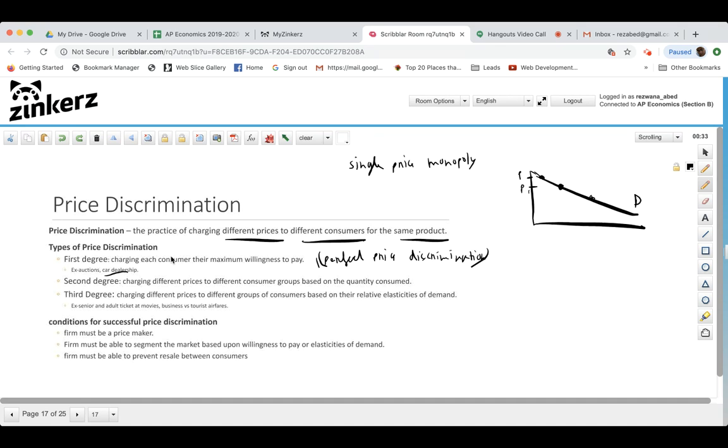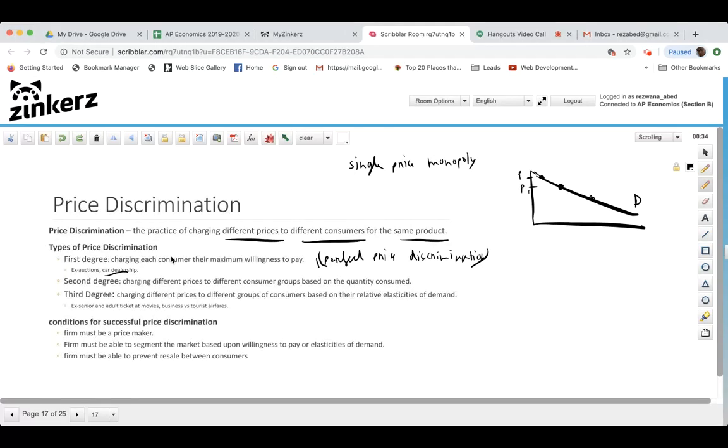So some conditions for successful price discrimination to work would be, of course, you would have to be some sort of price maker. So you are going to have to be able to influence the price somehow. This is why it wouldn't work with perfect competition, because of course they're price takers, they're not price makers. And they have to be able to segment the market, based upon either people's willingness to pay or elasticity of demand. And also they have to be able to prevent resale between consumers.